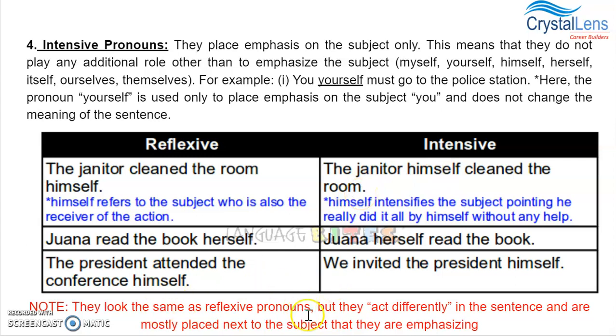Like I said, they look like reflexive pronouns, but they act differently. One of the ways that you can differentiate them is that you can remove the intensive pronoun in a sentence and the meaning would not change. Like, you yourself must go to the police station. I could say you must go to the police station. The meaning has not changed. However, you just use it to make emphasis.